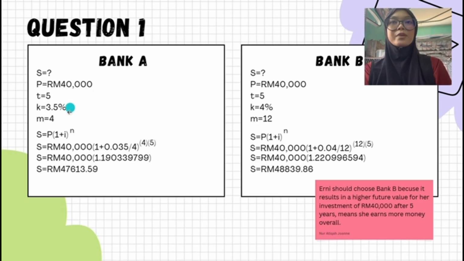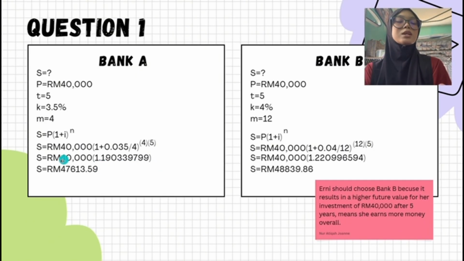So for the P is 40,000 ringgit, and for the i, which is k over m, the k is 3.5%, but we convert it to decimal, so it's 0.035. For the m is 4, so 0.035 over 4. And for the n is m times t, so for the m is 4, for the t is 5, so power 4 and 5. So we solve in the bracket first, and we get 1.190339799. After that, we will times it with 40,000, and we will get 47,613 and 49 cents.